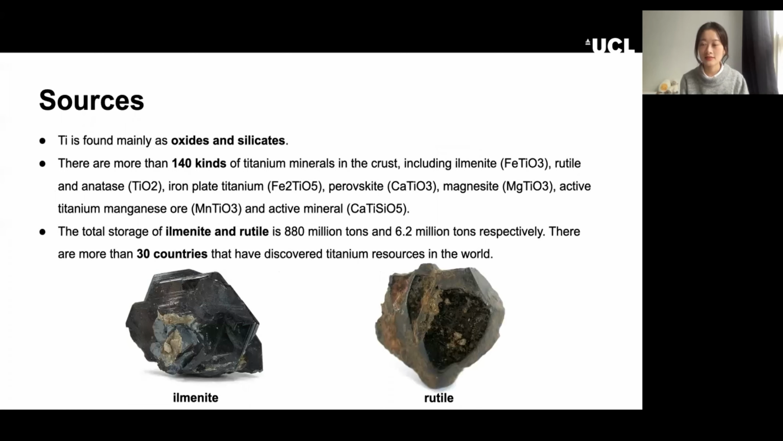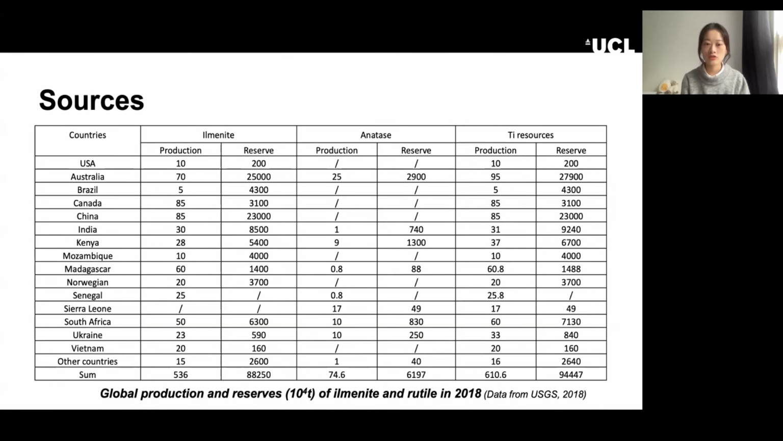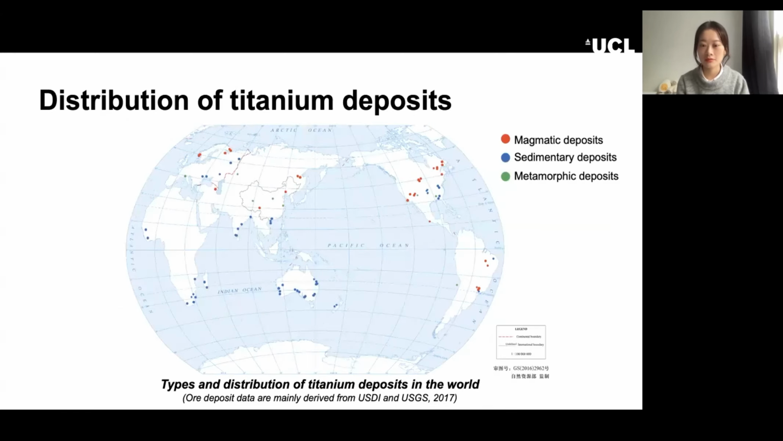Where can we find titanium? We can see titanium is found mainly as oxides and silicates. There are 114 kinds of titanium minerals, and ilmenite and rutile are the most common. This chart shows the global production and reserves. It is also observable that Australia and China have massive titanium resources. You can also see this map, which shows the types and distribution of titanium deposits.